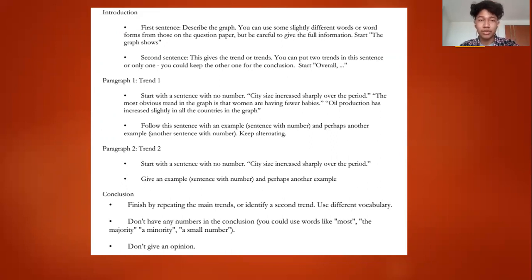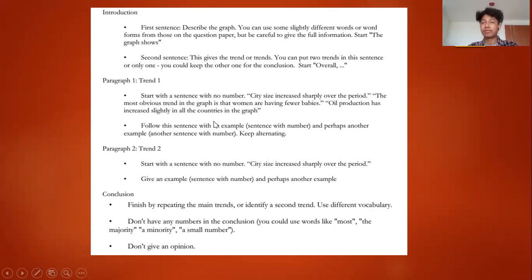Start with the words the graph shows. In the second sentence, we can give the trend or the trends. You can put two trends in this sentence or only one if you find only one, and you can keep the other one for the conclusion. Start by saying overall, and so on.